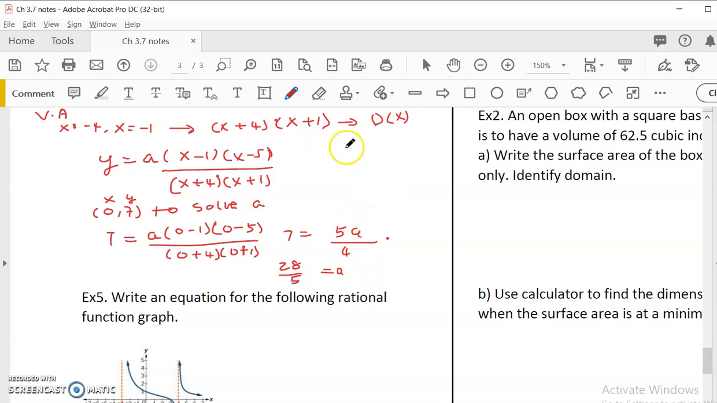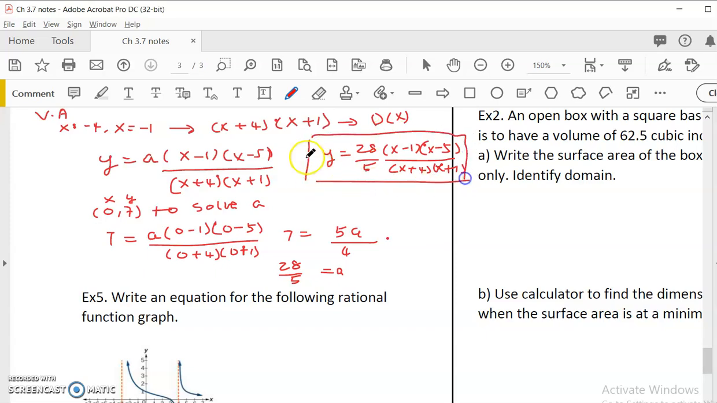So that means, let me write the equation here. The y would equal 28 over 5, times (x minus 1)(x minus 5) over (x plus 4)(x plus 1). So this is the rational function, or f of x, after we solve for a.